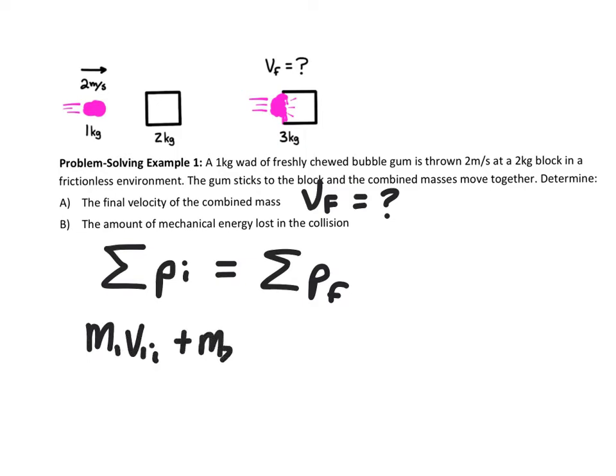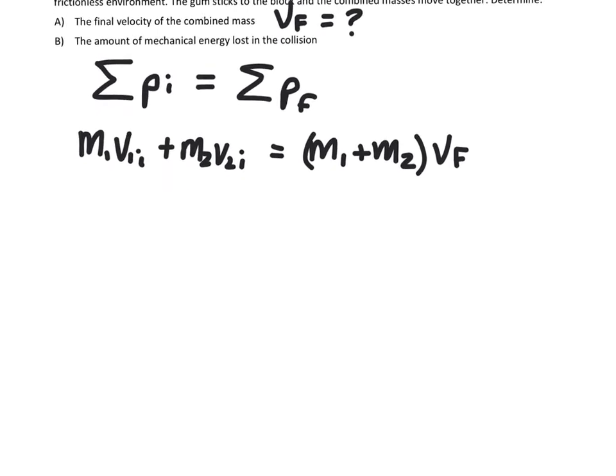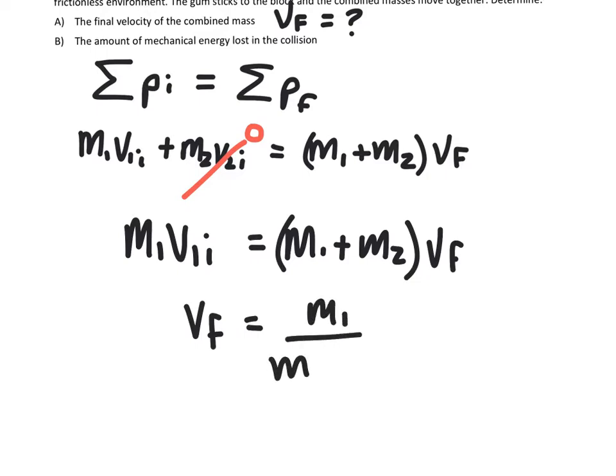Next step, we're going to identify anything that has momentum. So before the collision, two separate masses, M1V1 and M2V2. After the collision, M1 and M2 were stuck together, so we're going to group them with parentheses here. Now M2 wasn't moving initially, so we're going to cross that out. And then the last step, really, you're just solving for the unknown, in this case VF. So we're going to divide both sides by the sum of M1 and M2, and that's going to give us an expression for VF.